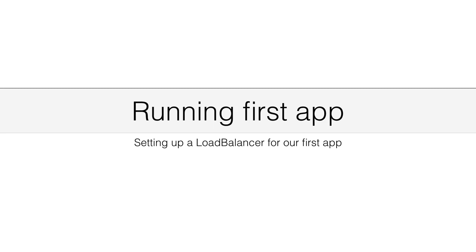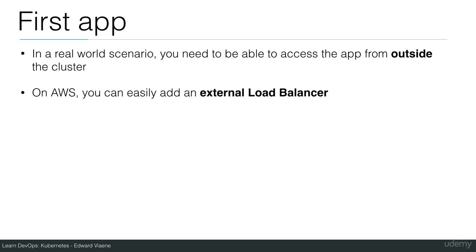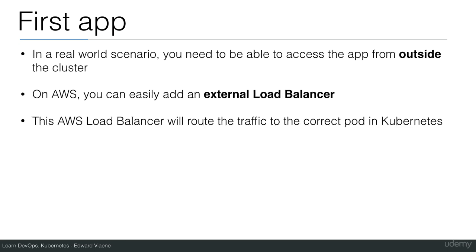In this lecture, I will show you how to set up a load balancer for your first app. In a real-world scenario, you need to be able to access the app from outside the cluster. On AWS, you could easily add an external load balancer. This AWS load balancer will route the traffic to the correct pod in Kubernetes.